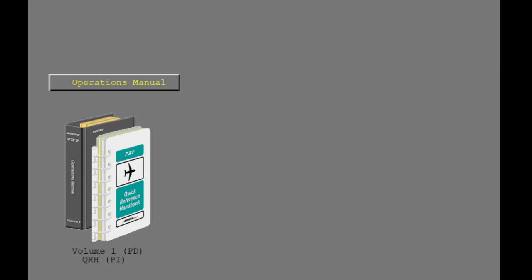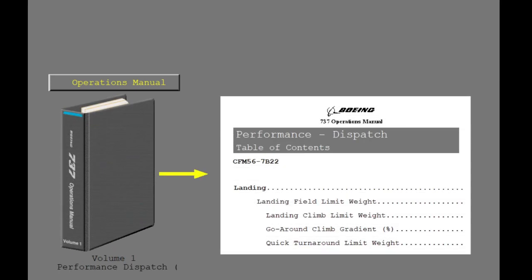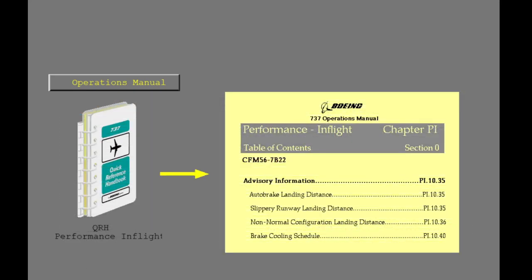Landing performance information can be found in 2 separate sections of the operations manual. The Performance Dispatch section of Volume 1 provides landing performance information for dispatch in tabular format. The Performance In-Flight section of the Quick Reference Handbook provides advisory landing performance information for flight crew reference. This information will be discussed further in the Advisory Landing Distance module.